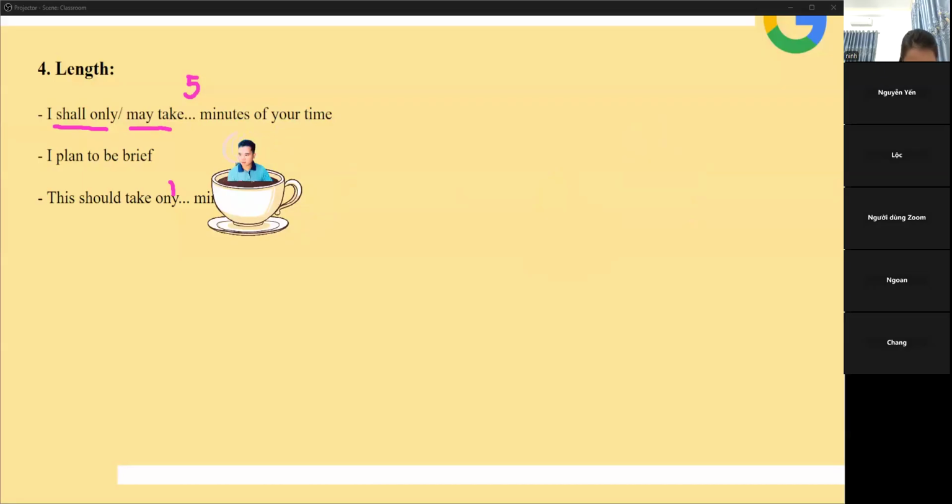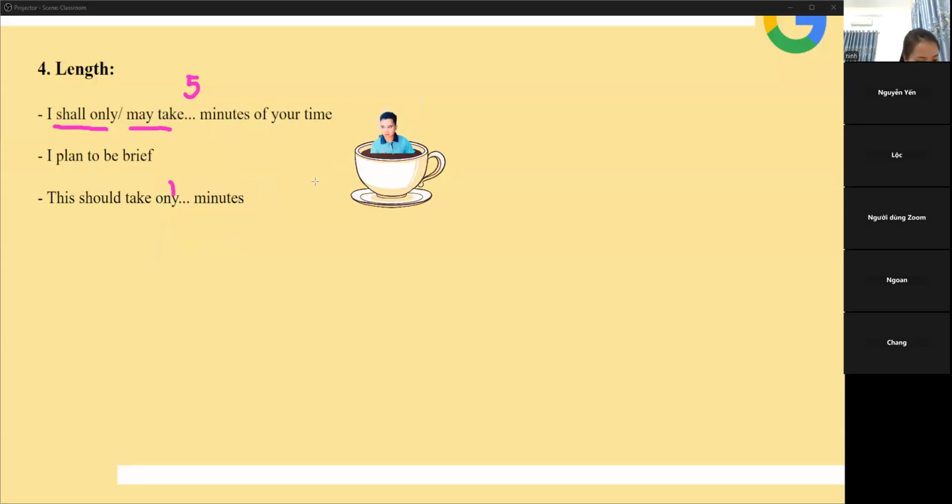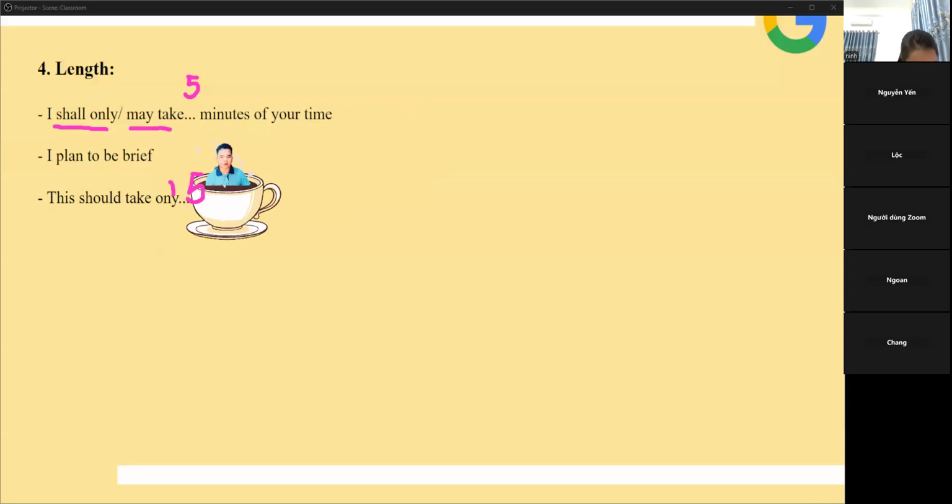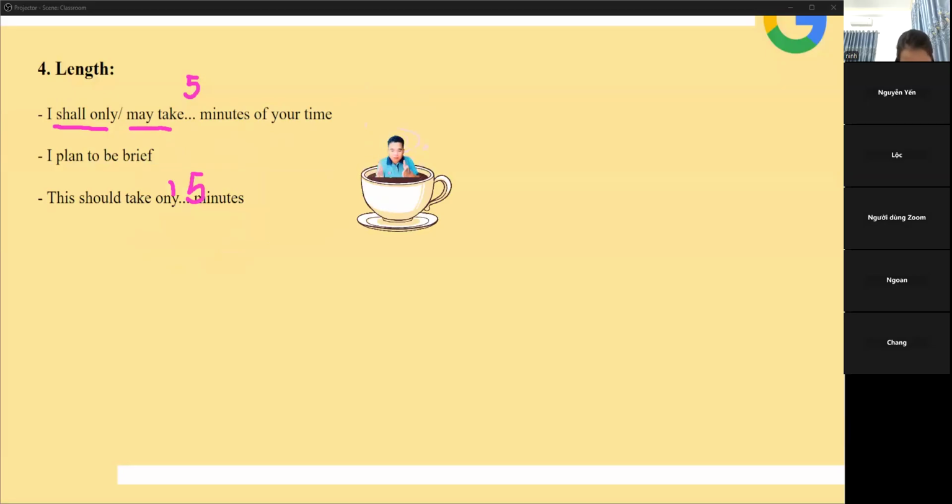Okay, I'm here. Let's try to read the second part. I plan to be brief. Okay, very good. So this word brief means short. I plan to be short. It's like saying, I want my presentation not to be long, but to be short.